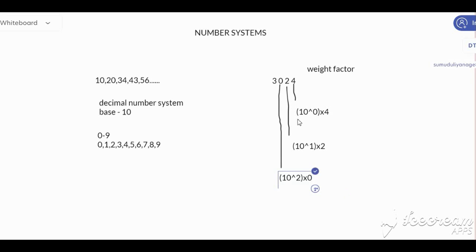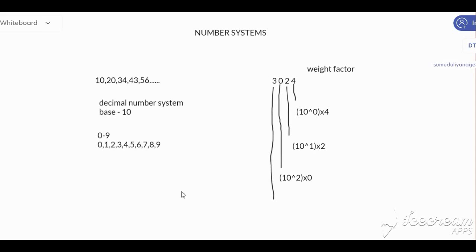You may wonder why we use 10 here. We use 10 because the base of our number system is 10. These are the positions: the 0th position, first position, second, and this is the third position, and these are the values here: 4, 2 and 0. In the same manner we can do it for 3.